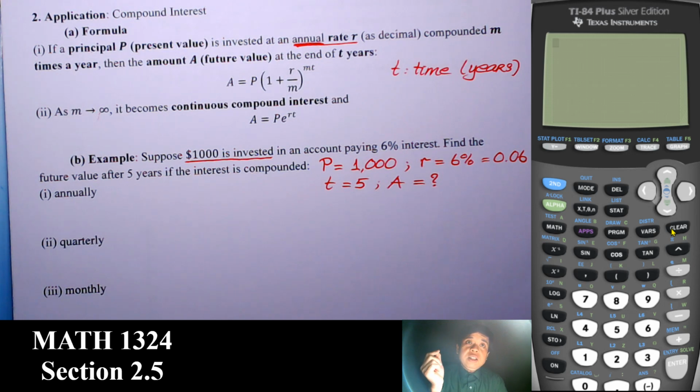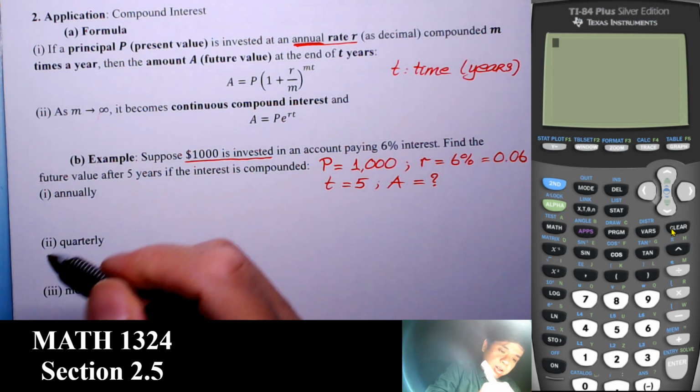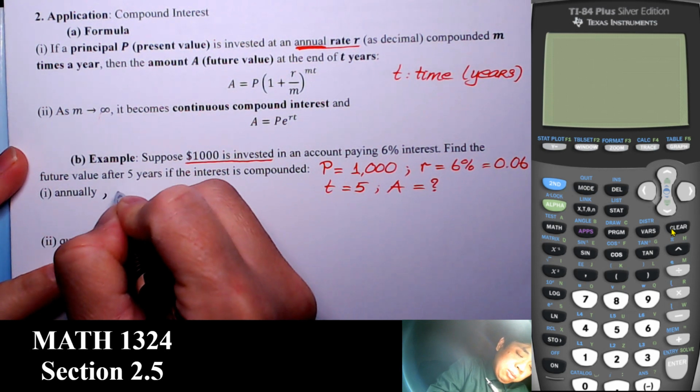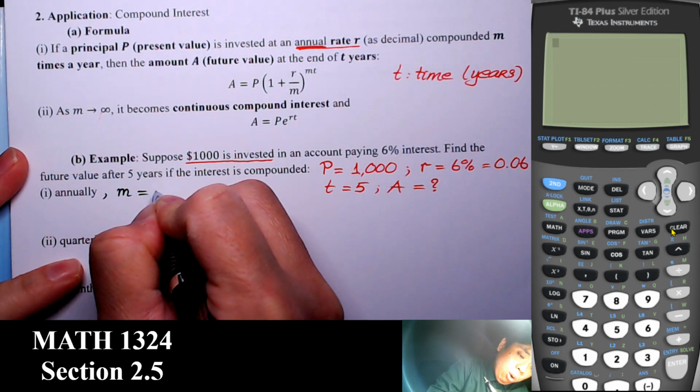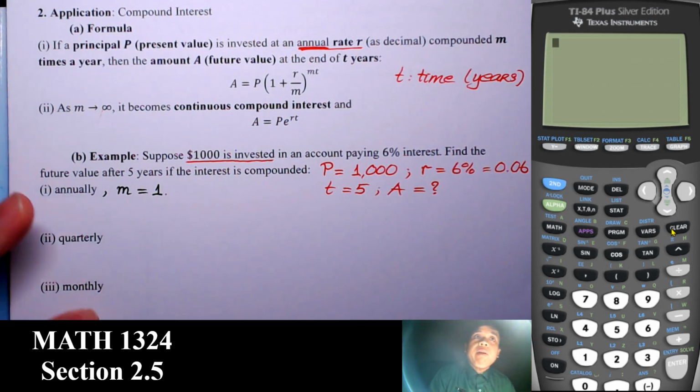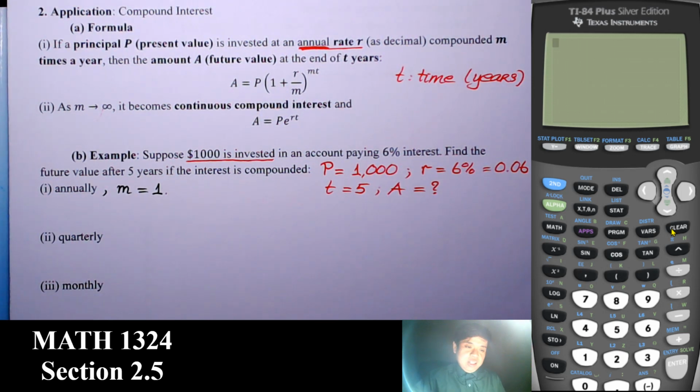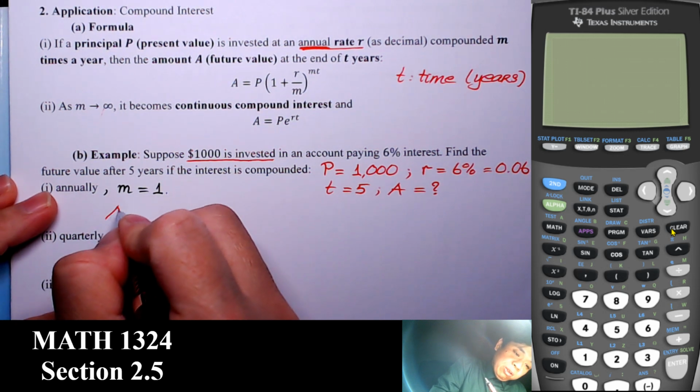But m is the number of compounding periods a year, so how many times it is compounded in a year. So for the first part, annually, meaning that it is compounded 1 time a year. So with that, straightforward, we have the formula.